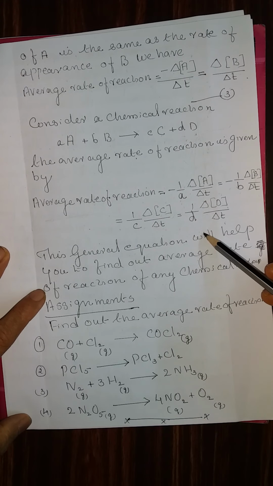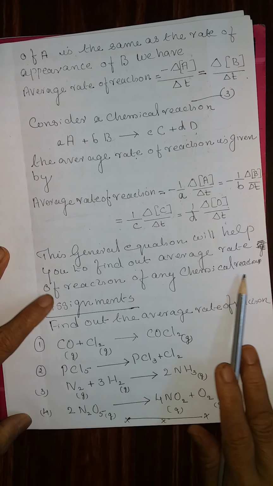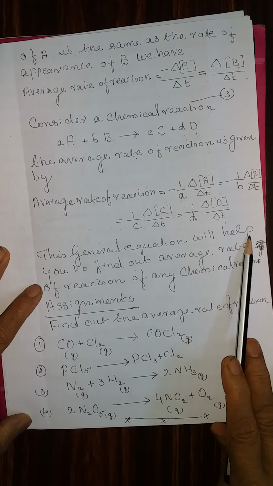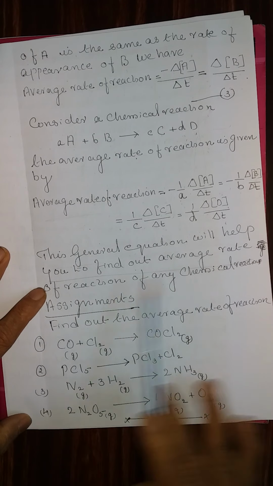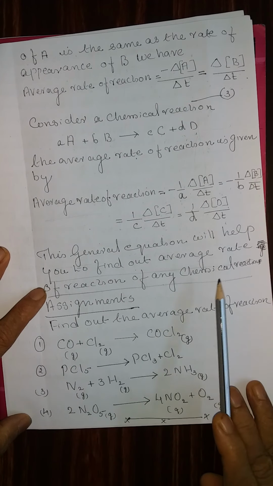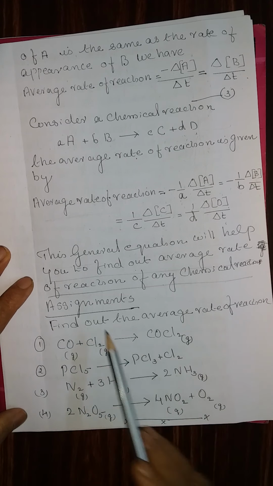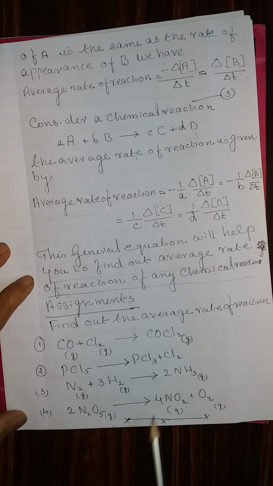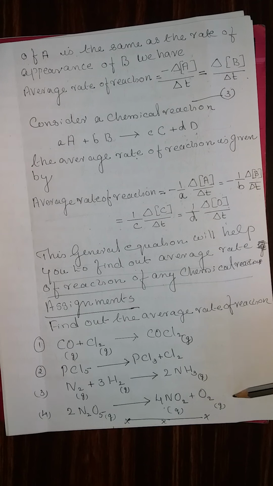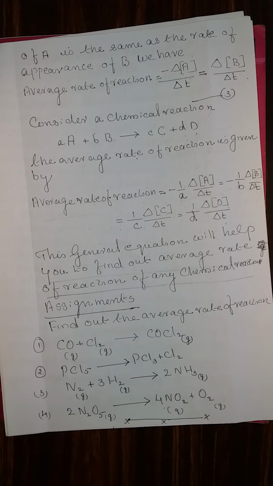This general equation, if you are thorough with it, you can do any assignment. This general equation will help you to find out the average rate of reaction of any chemical reaction. Here 4 assignments are given. Please try to do them, and after doing them, please refer to the text to find out whether your answers are correct or wrong.